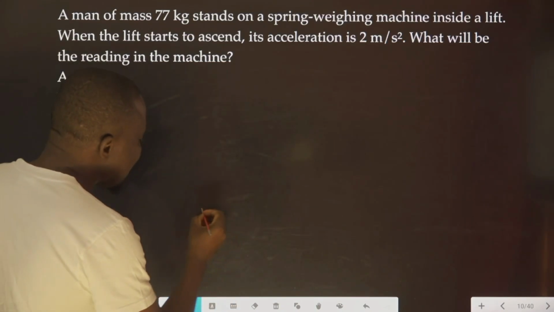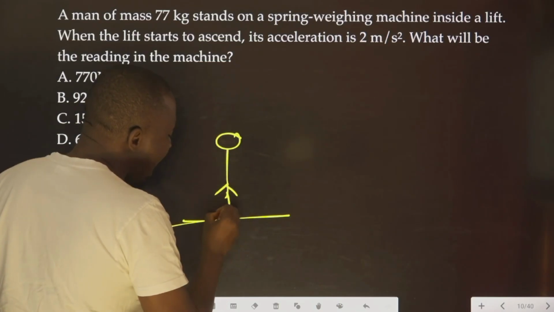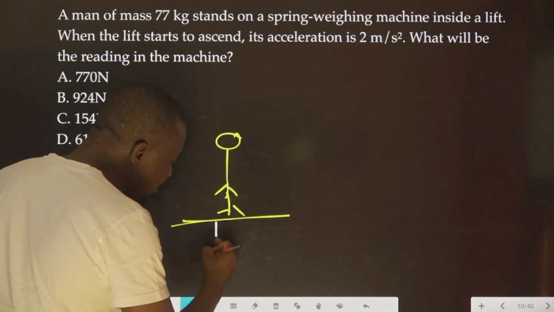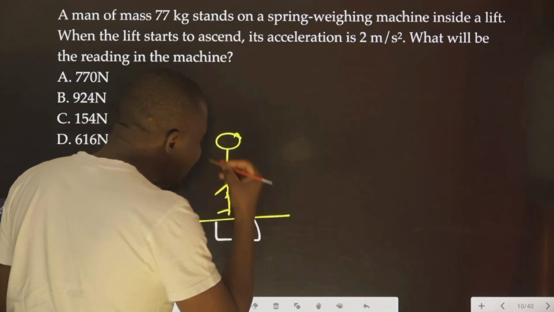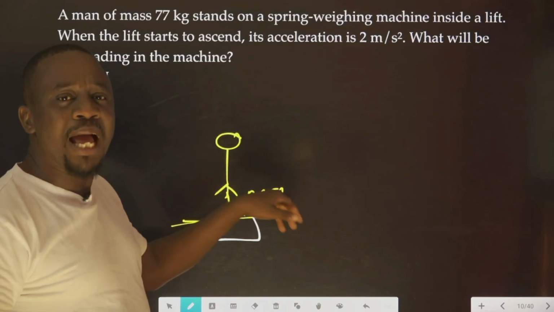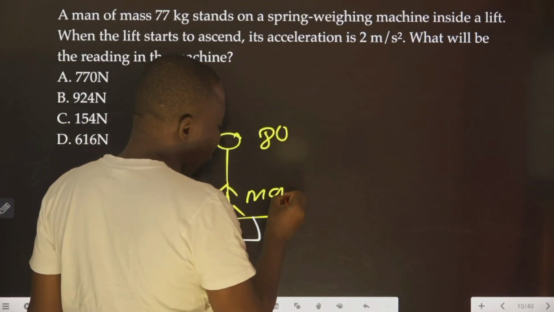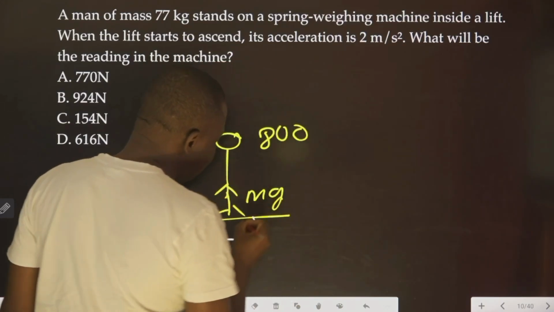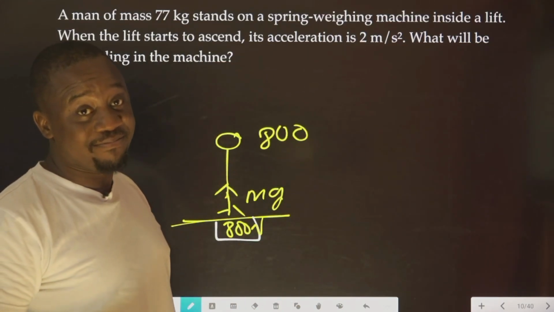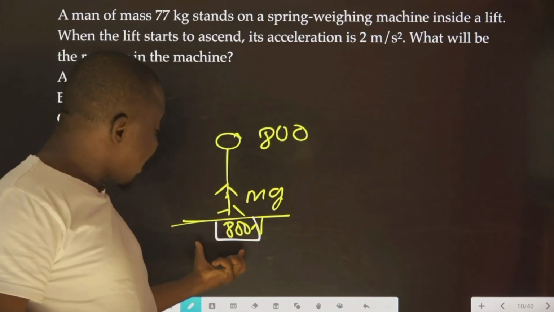Let's look at something. If this is the machine and you are this person standing on it outside a lift, the measurement you will see is simply mg. What is that? Your mass multiplied by g, okay? Assume you are 80 kg. We say g is 10. You are going to see 800 Newton on the scale. That is okay. Now, we carry this scale.